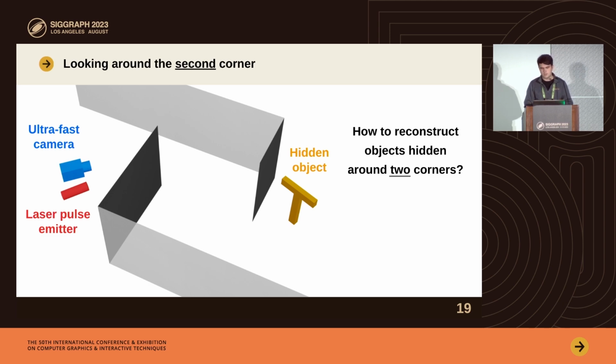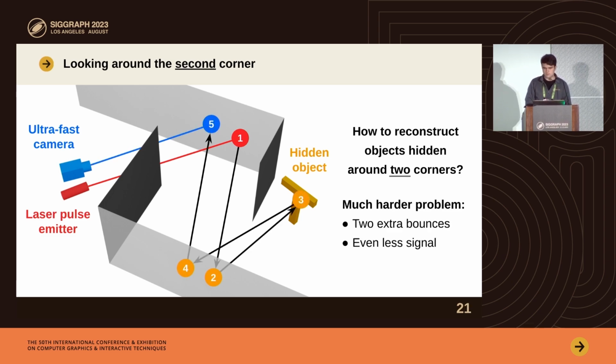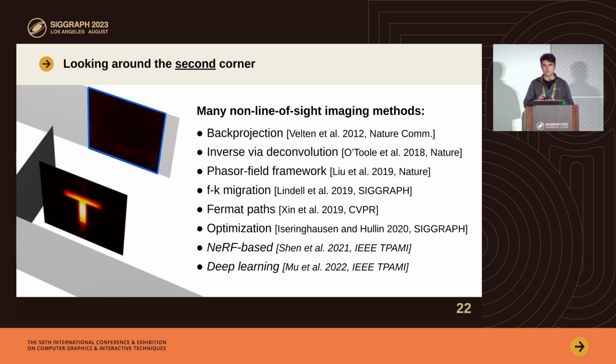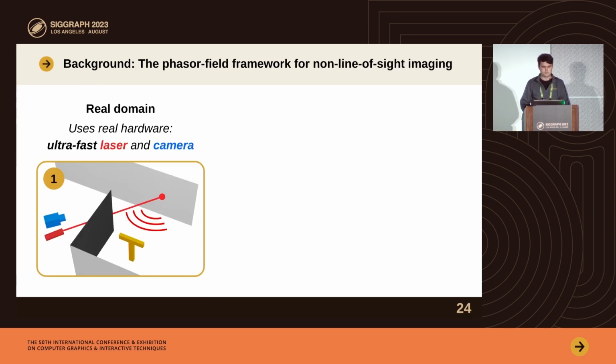Our first observation is that light needs to bounce at least 5 times in order to touch the object and go back to the camera. So we see that this is a much harder problem because it requires accounting for 2 extra bounces and there's even less signal to work with. So, to put our work in context, from this list of works, we are based on the phasor field formulation, which I will go into details just now.